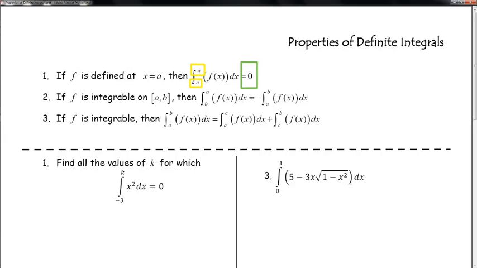The other one: if f is integrable from a to b, and I change my bounds, if I instead go from b to a, essentially I'm going backwards, then it's going to be the negative of the integral from a to b. If I'm subtracting my bigger from my smaller, then I'm going to have a negative area. We're essentially going backwards, like the idea of going to the left.